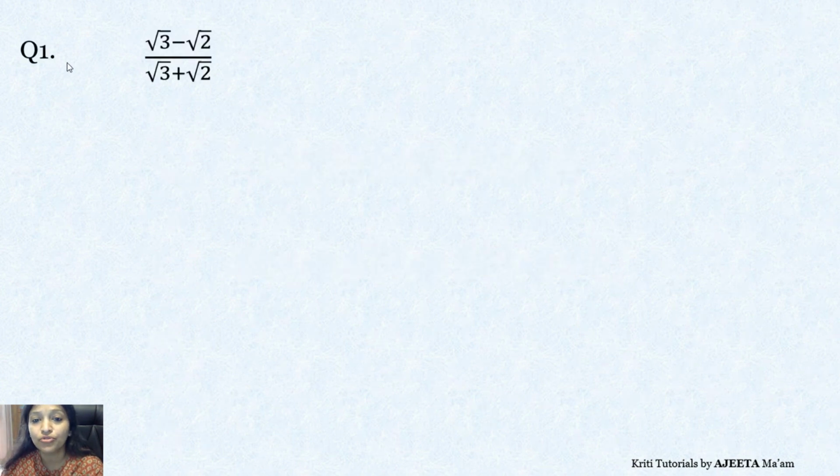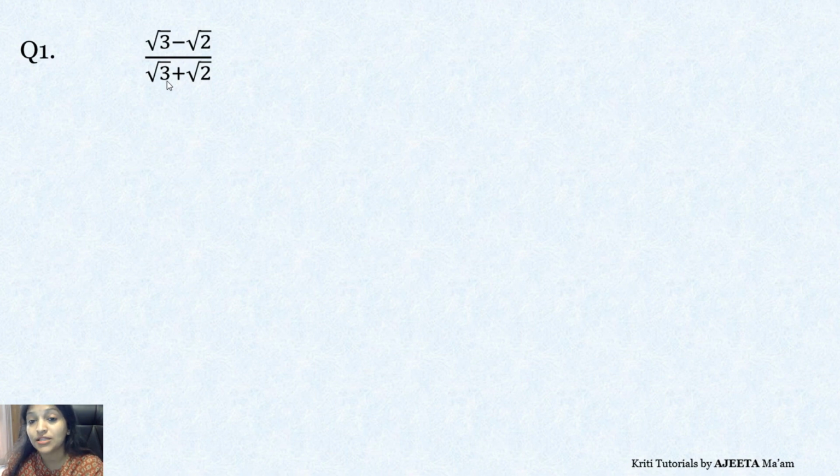Now here we have question 1, that is root 3 minus root 2 upon root 3 plus root 2. Let us first understand what rationalization is. Now what is rationalization? Your denominator is appearing as an irrational number. Look, root 3 is irrational, root 2 is also irrational. So both are going to make it irrational. Now the point is we have to make the denominator rational always. Yes, that's why this topic is important.